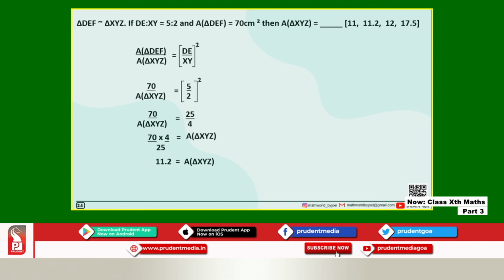Sides are already given to us. So squaring it, it would become 70 upon area of triangle XYZ is equal to 5 square, which is 25, upon 2 square, which is 4. So all I'm doing now is cross multiplying, so that XYZ, which is on the left hand side in the denominator, when you throw it on the other side of equal to, will become multiplied, right? So it goes in the numerator there, and 25, which is the numerator, on the other side of equal to comes down as denominator. If you do all that calculation, you will get 11.2 as the area of triangle XYZ, which is one of the options in that fill in the blank.